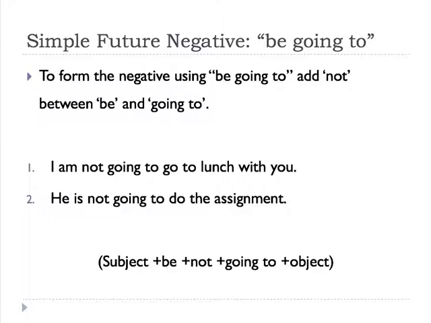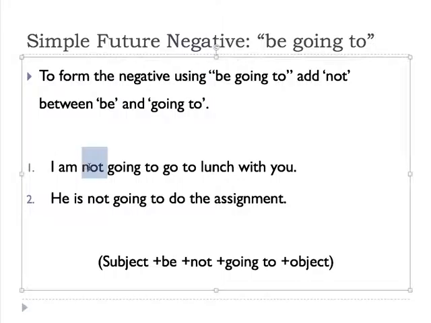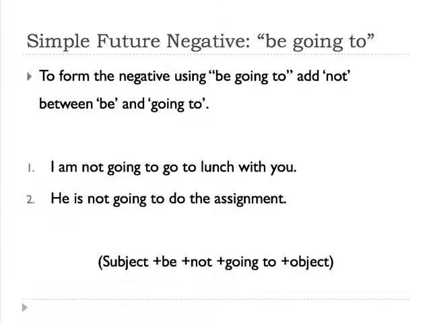To make the simple future negative using be going to, we just put the not right between the form of the verb to be and the going to. So it looks like this. I am not going to go to lunch with you. He is not going to do the assignment. Okay, that's all you have to do.